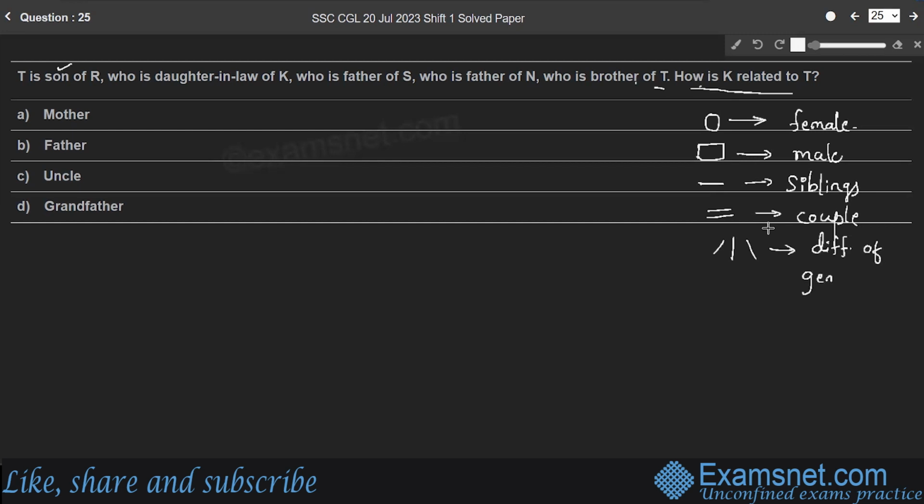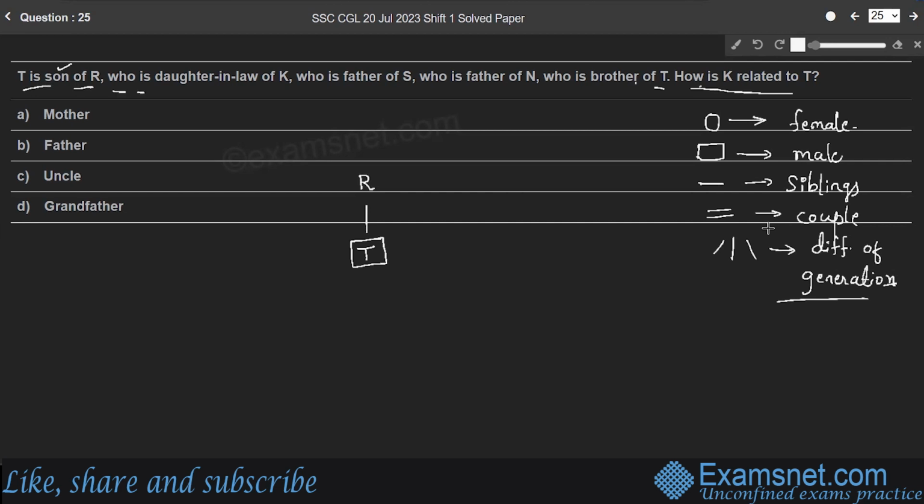Difference of generation. So using these symbols, let's make a family tree, right? So consider the given information. T is a son of R, right? Here, T is a son of R, therefore T is a male who is son of R. Therefore, there is a difference of a generation, right?